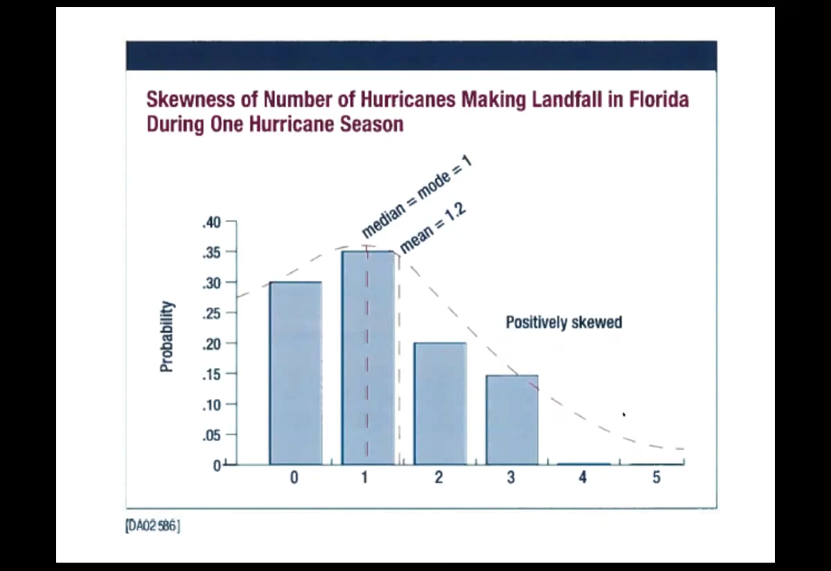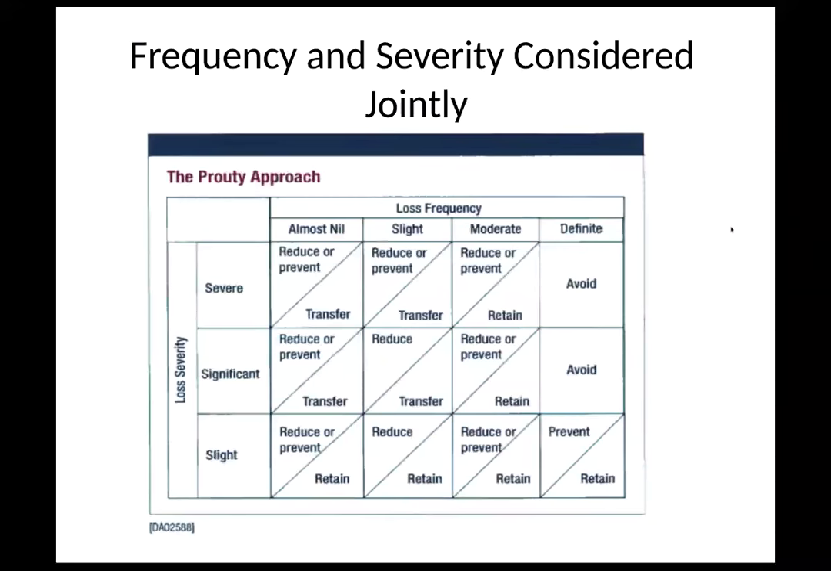So from an insurance standpoint, this is the type of thing we'd rather see: large catastrophic or even large claims not occurring that often. When we talk about frequency and severity, in the textbook they talk about the Prouty approach, and really when we look at the data, it's when do we want to transfer or retain risk. We're going to talk about that more in the next chapter.